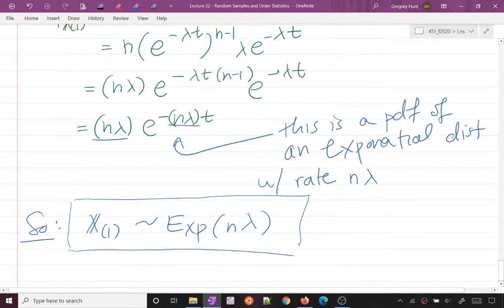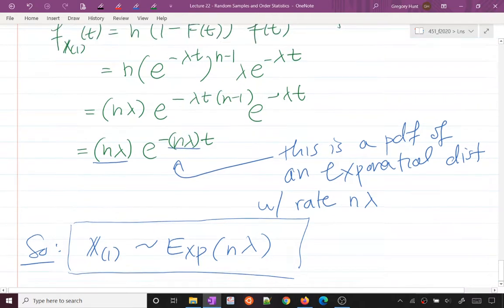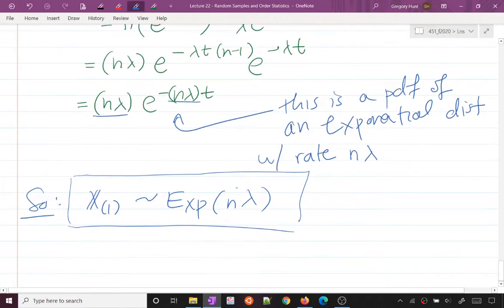It doesn't always work out that these things have nice named distributions. As you'll see for the maximum, we'll do the maximum in a second, it's not going to be anything we have a name for. It has some PDF and it is what it is. But it turns out that the minimum of a random sample of exponentials is again exponential, but the rate parameter is n lambda instead of lambda.